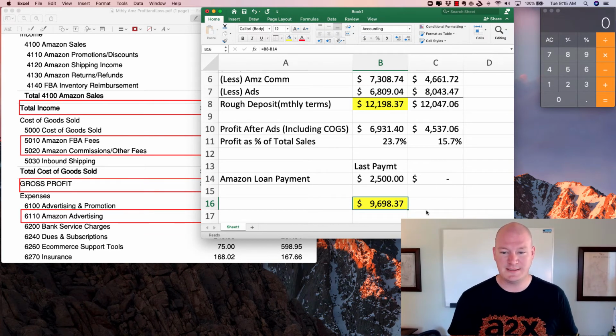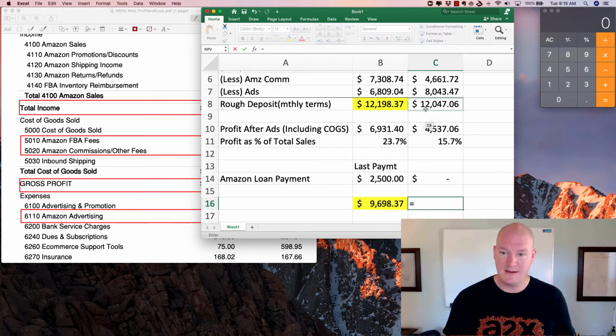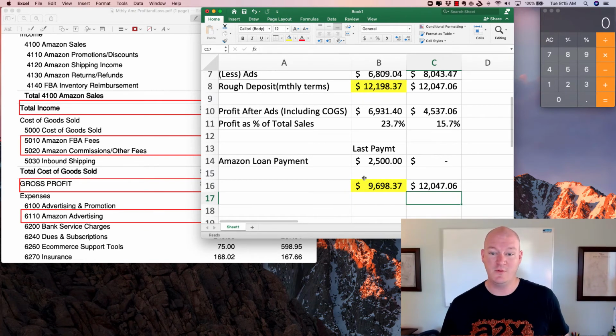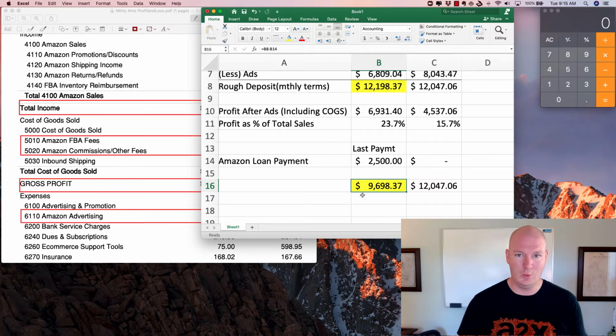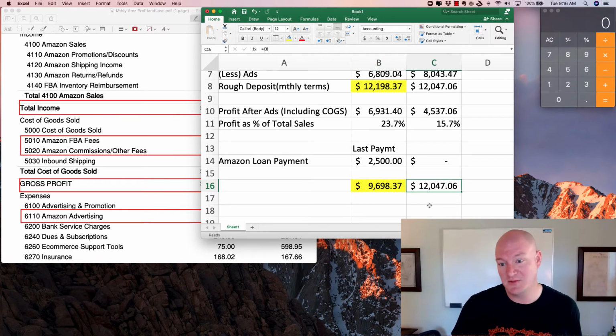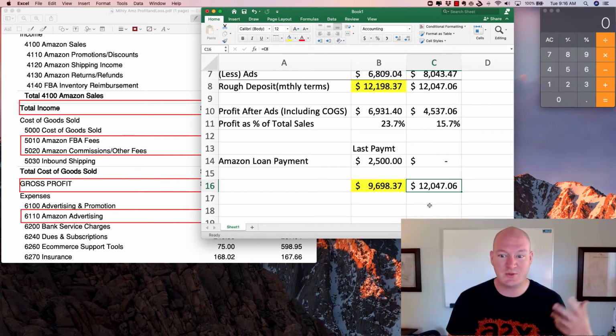Think about this. If I'm a seller and I'm comparing my 2 months, and I didn't choose to deal with my Amazon loan payment, I'm going to think that in month A, I only made a little less than 10 grand in cash coming in. This was a really bad month. Month B, I'm going to be like, wow, my cash coming in from Amazon was 12,000. That's a quarter more. That's crazy. That's awesome. That's really, really good.